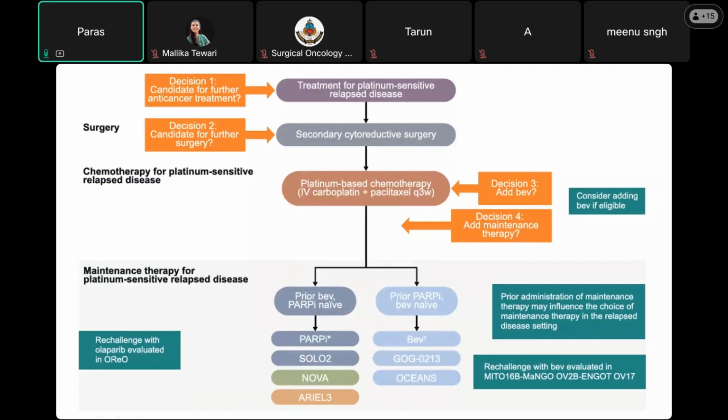And if prior bevacizumab has not been given and the patient has received a PARP inhibitor, give only bevacizumab based on the GOG213 and OCEANS trials. Olaparib rechallenge has been tried in the OReO trial, as discussed before.